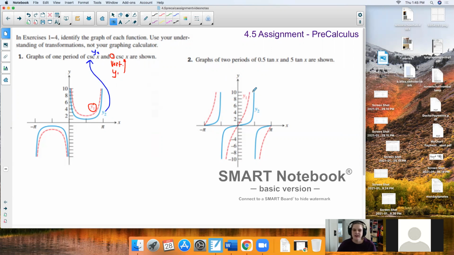So moving on, the graphs of 2 periods of 0.5 tangent x. So again, this thing is a vertical compression because it's 0.5. Which of course is the same as the horizontal.